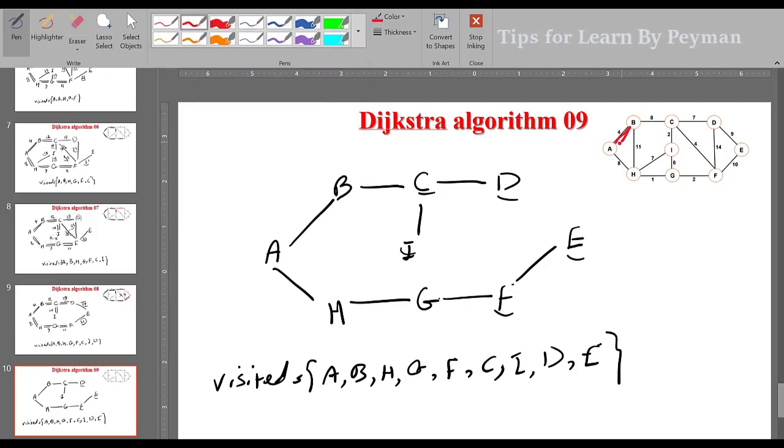algorithm. And if I want to show it on the graph, it is like this. We open this one, this one, this one, this one, this one, and this one. So as you can see, we visit all the nodes without making any cycle, which is the solution of the Dijkstra algorithm. Thank you for your attention.